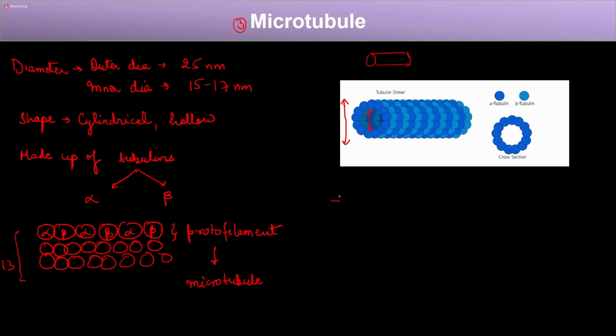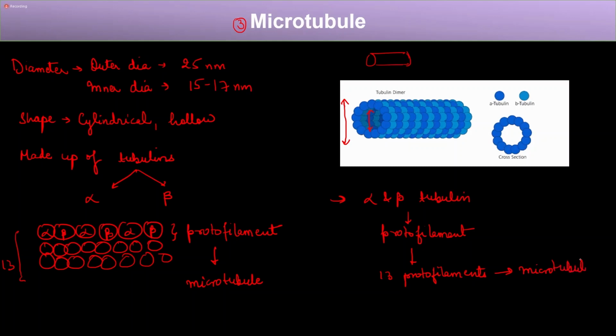So in simple words, alpha and beta tubulin make protofilaments, and 13 protofilaments together make microtubules. Okay. That's why if you see the cross section of this microtubule, you can see these 13 tubulin molecules. Okay, so 1, 2, 3, 4, 5, 6, 7, 8, 9, 10, 11, 12, 13. So we have 13 tubulin molecules that are arranged in the cross section.